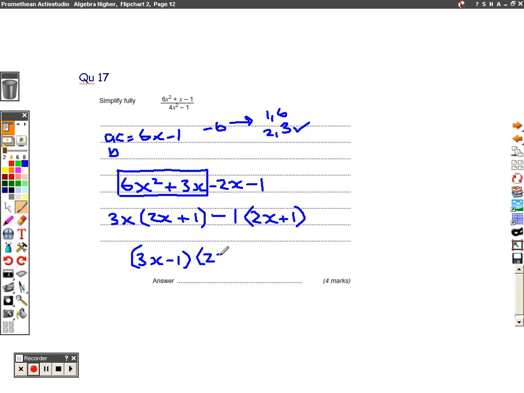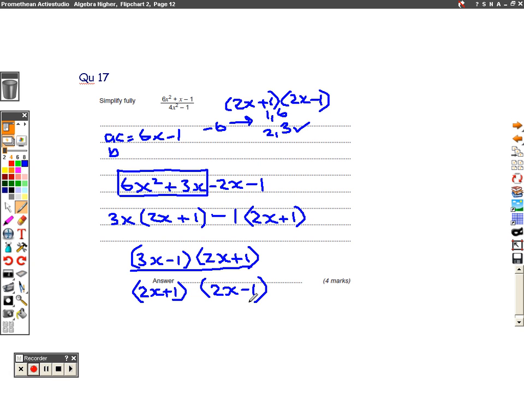So that's our top line. You should know that this one here is the difference of two squares, so take the square root of each value. 2x plus 1, 2x minus 1. Easy, but hard to spot. So your bottom line is going to be 2x plus 1, 2x minus 1. When you've got the same thing top and bottom, they cancel to leave you an answer of 3x minus 1 all over 2x minus 1.